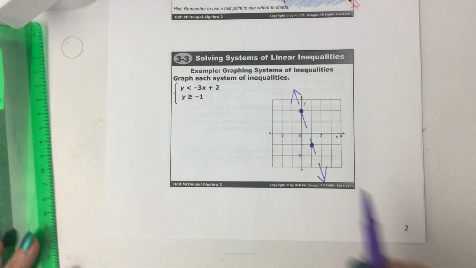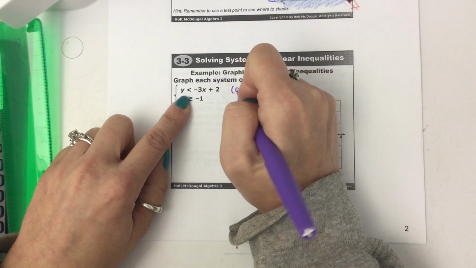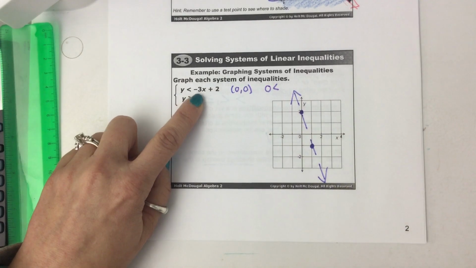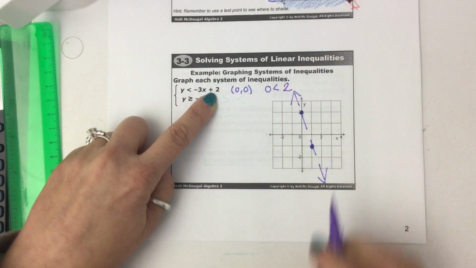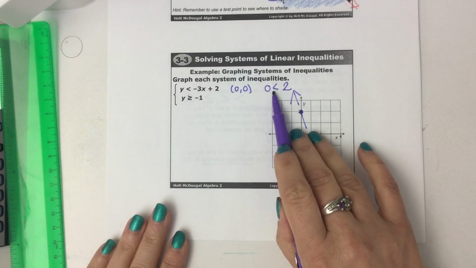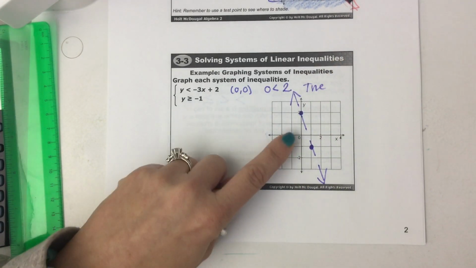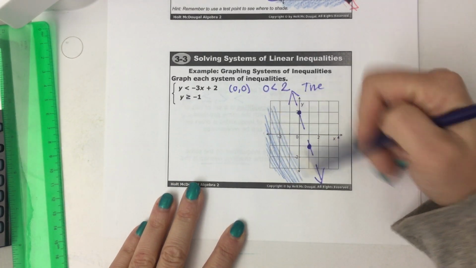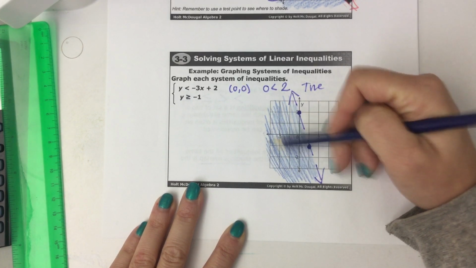Now I need to do a test point. 0, 0 is not on the line. So if I test 0, 0, y becomes a 0, less than -3 times 0 is 0. 0 plus 2 is 2. So my statement says 0 is smaller than 2. Hey, that is true. So what that means is that the side that has 0, 0, that is the true side. So I shade this side of my dotted line.